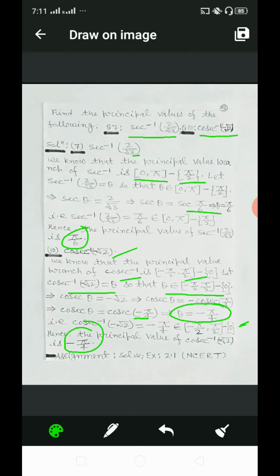Dear students, here the assignment is given, and you solve exercise 2.1 from NCERT.